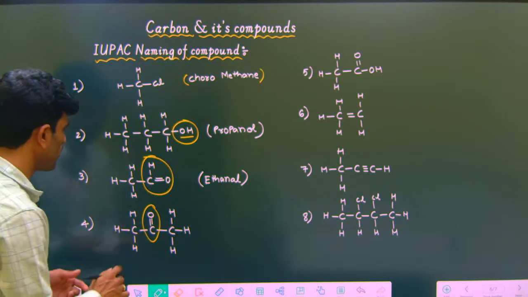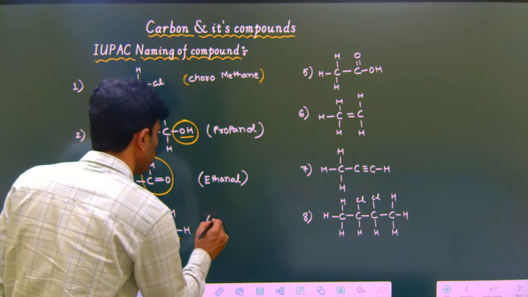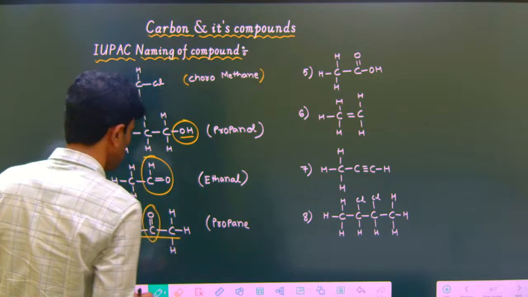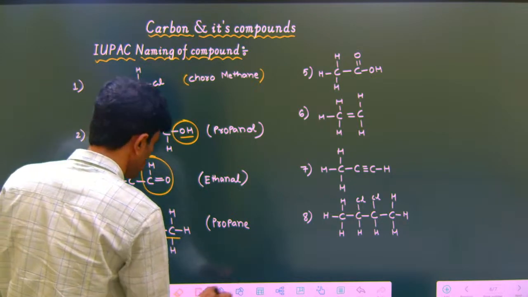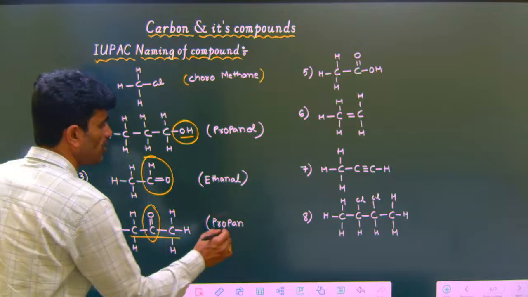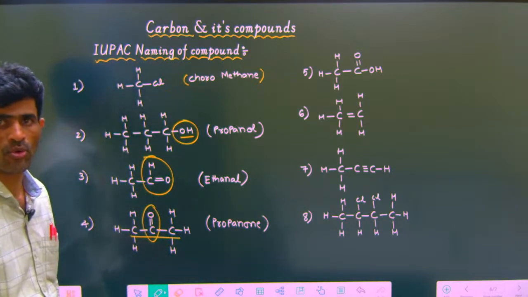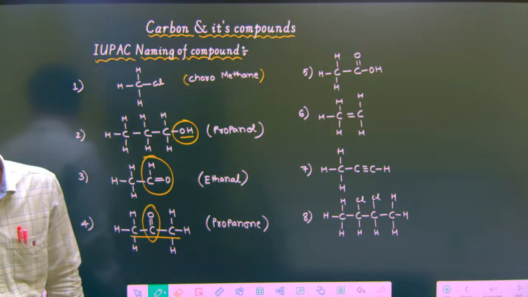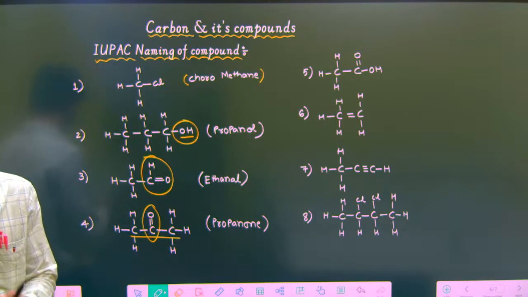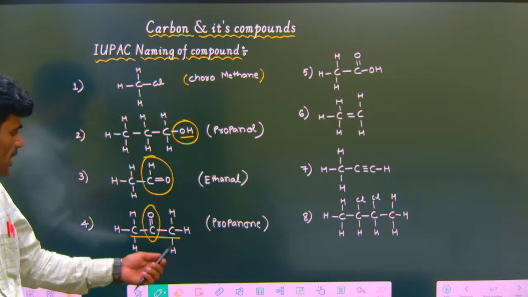Because there are 3 carbons, we write it as propane, but the functional group ketone is present. So what suffix must be added? E should be removed and ONE should be added. So what is it? Propanone. It must be propanone. What is the name here? Propanone, because there are 3 carbons.